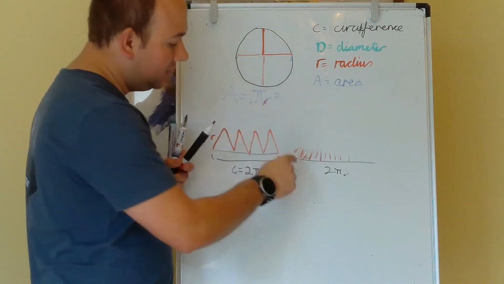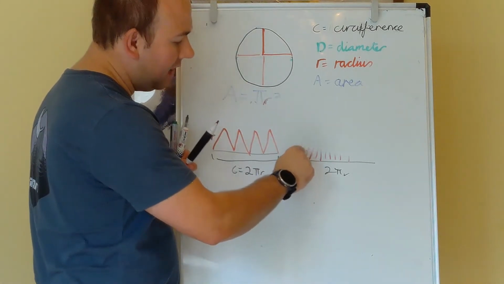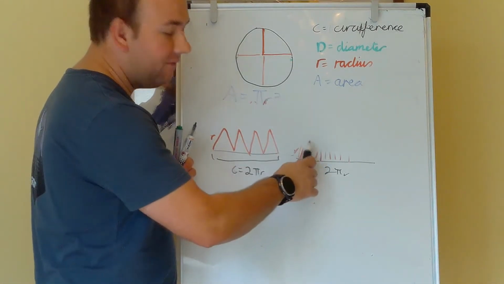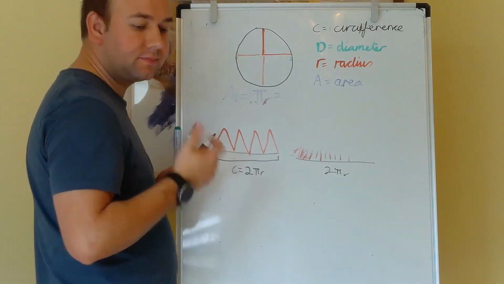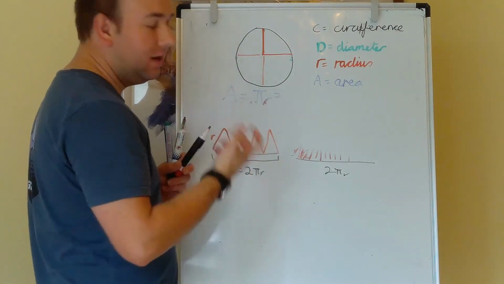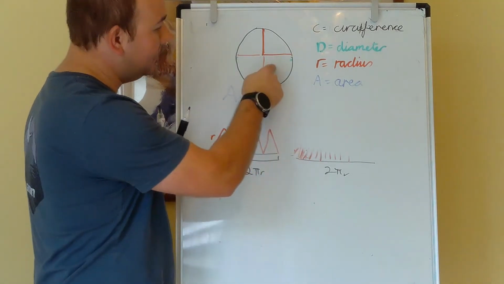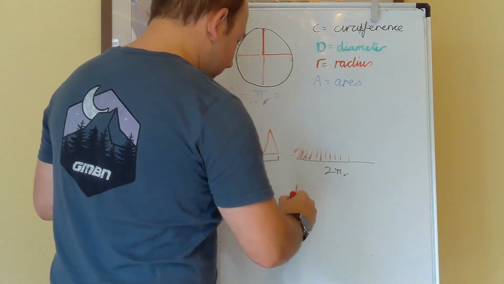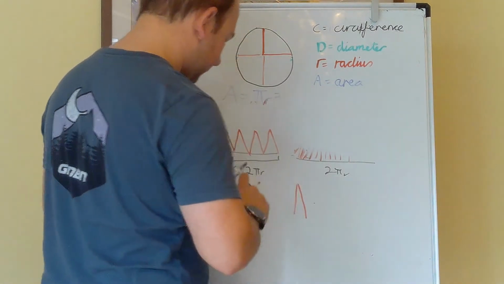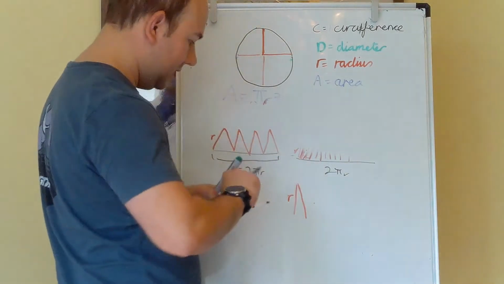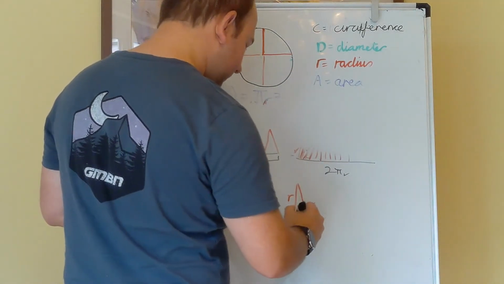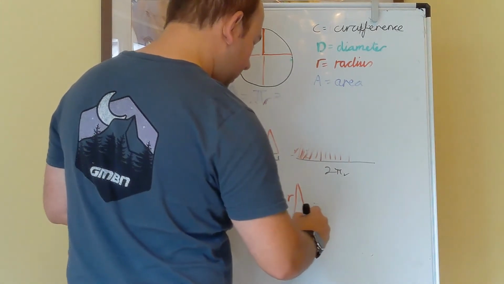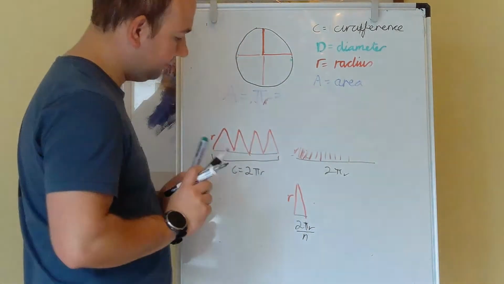Let's try and explain this in a better way. We now have n number of triangles, so let n equal the number of triangles we had. In this case, n was equal to 4. So for each triangle, let's draw it out. We'll have r here, and this bit along the bottom will be 2 pi r over n.